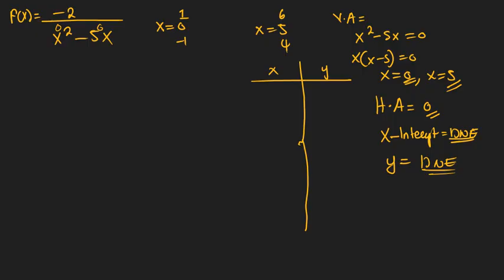Get 1, put it there. Get negative 1, put it there. Get 6, put it there. Get 4, put it there. Should start with 1. So you can put your 1 there.